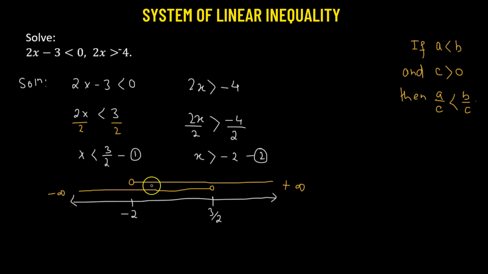Now, we have to find a common region. The common region means this is the common region. So this is the part that is going to give us values of x which are going to satisfy both inequality 1 and 2. So that means here, if we consider our interval form, we will take from negative 2 to 3 over 2. And this is going to be within open intervals because the endpoints are not part of the solution. So this is a solution which satisfies both the two linear inequalities.